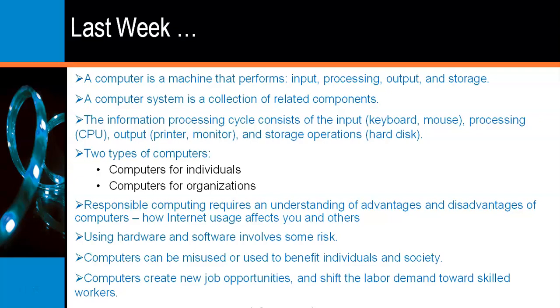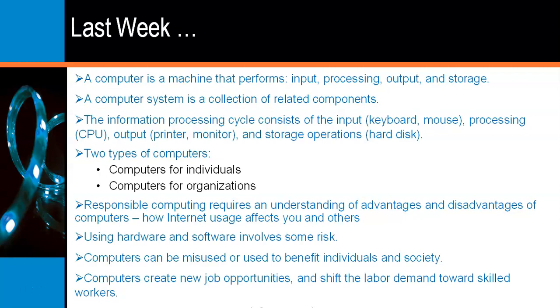We briefly mentioned how a computer system is a collection of related components. We talked a little bit about the information processing cycle and how it's supported by devices we're going to talk about this week: the input devices like the keyboard or the mouse, the processing devices, the CPU, the output devices, the printer, the monitor, the speakers, and the storage devices, the hard disk, the SSD, the flash drive, whatever we have to be using.